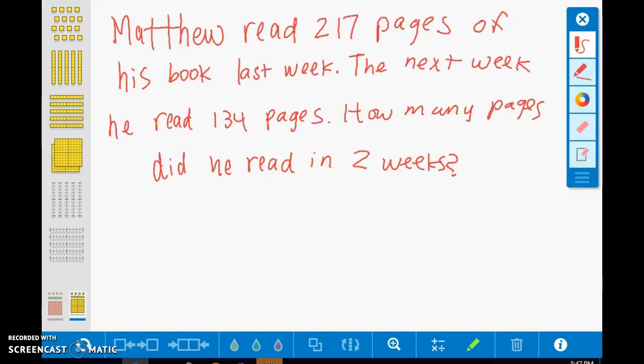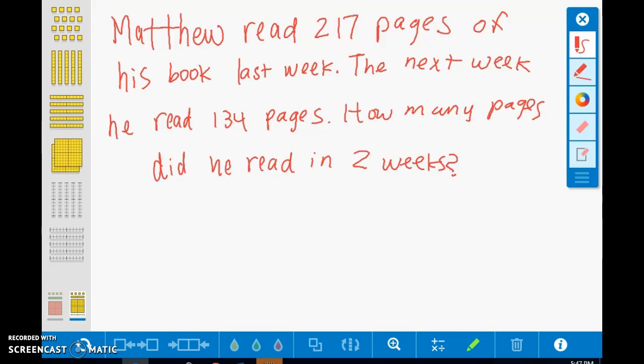Hello class, today we're going to be learning how to add three-digit numbers using partial sums. Our word problem reads as follows. Matthew read 217 pages of his book last week. The following week he read 134 pages. How many pages did he read in 2 weeks?